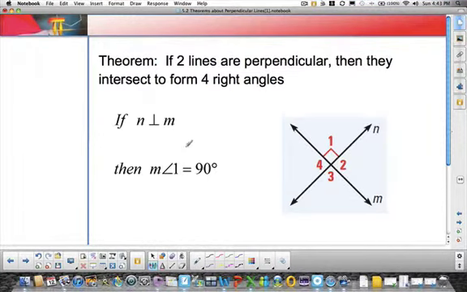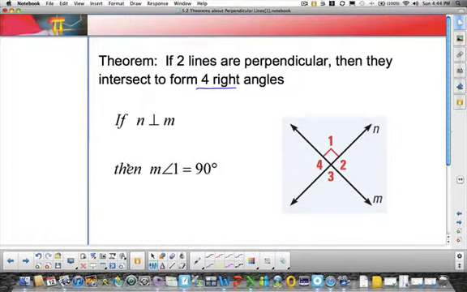The next theorem we're going to talk about says that if two lines are perpendicular, then they intersect to form four right angles. And again, this should make sense because if it intersects to form one right angle here, and this is a straight line, we know, for example, that these two angles are supplementary, so they have to add up to 180. So if this one is 90 here, this one has to be 90 here. In addition to that, you could use the vertical angles theorem. If angle 1 is 90 degrees, angle 1 and angle 3 are congruent. Therefore, angle 3 is 90 degrees and is a right angle. So we can use this kind of reasoning to conclude that all four angles are right angles.